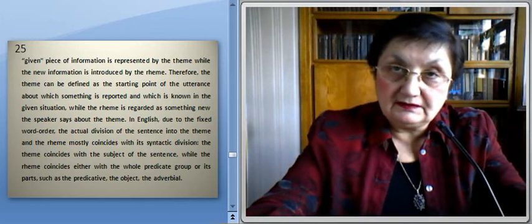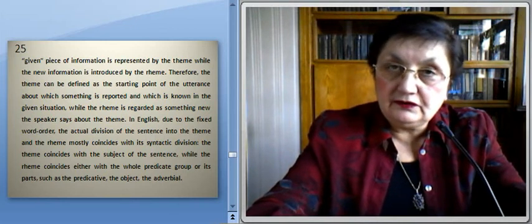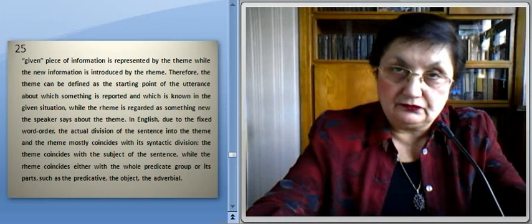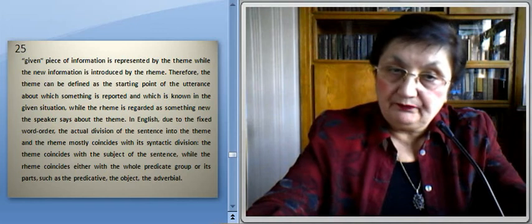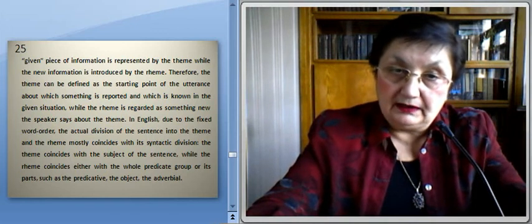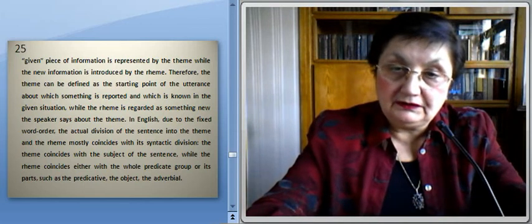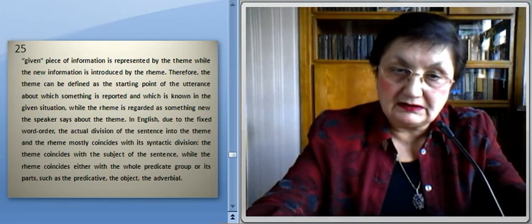The theme coincides with the subject of the sentence, while the rhyme coincides either with the whole predicate group or its parts, such as the predicative, the object, and the adverbial. This kind of actual division, when the communicative structure of the sentence coincides with its grammatical, that is syntactic structure, is referred to as direct actual division.